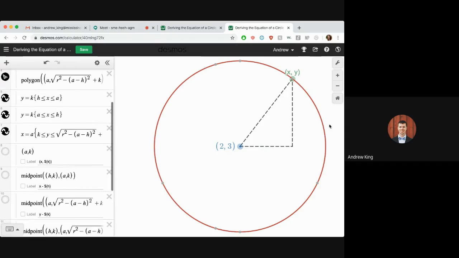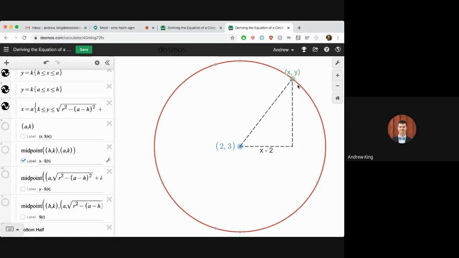So what is this horizontal distance? I look at the x-coordinates, x and 2. To find distance, we subtract. That would be x minus 2. How about the vertical distance? Now I'm looking at the y-coordinates, y and 3. So that vertical distance, I would subtract and get y minus 3. That's how long it is.